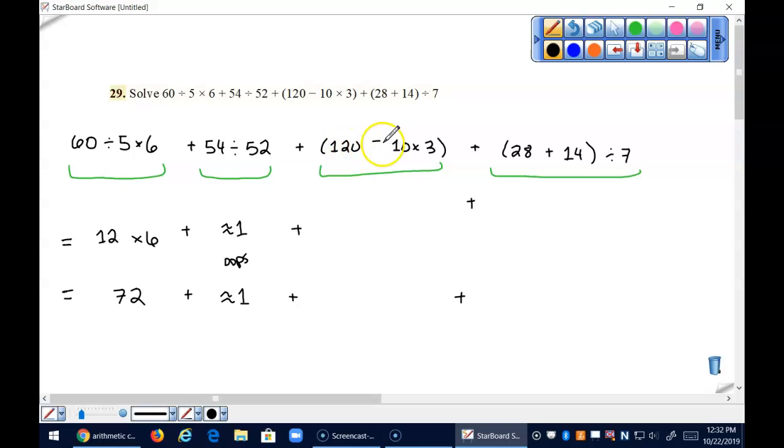Okay, this one. 120 minus 10 times 3. We do the multiplying before the subtraction. And then here, 28 plus 14, so 38 plus 4 more will be 42. And 7 times 6 is 42. I didn't see the 7, that's where I made a mistake. Ah, okay. Well, my fault for writing it too long on the screen. Okay, so we have about 73 plus 90 would be 163, plus 6 more would be 169.